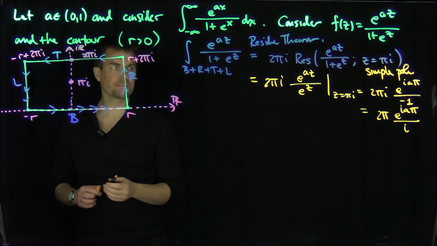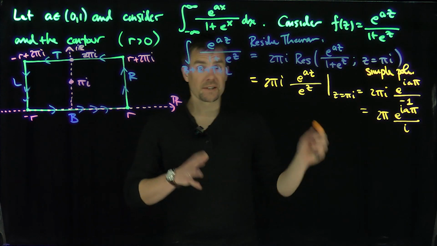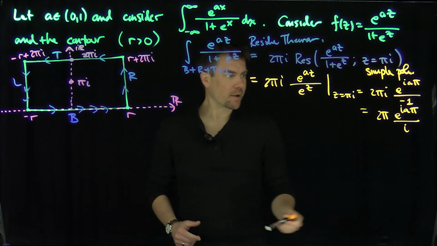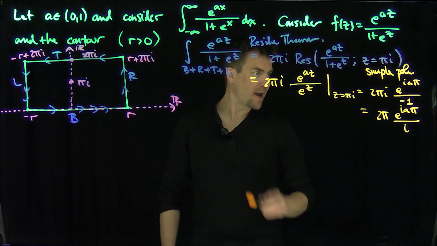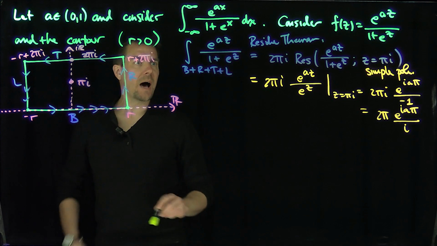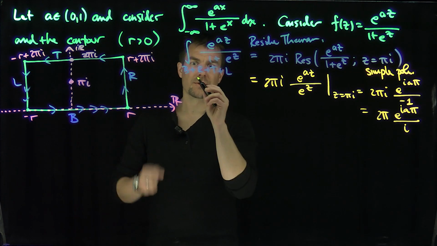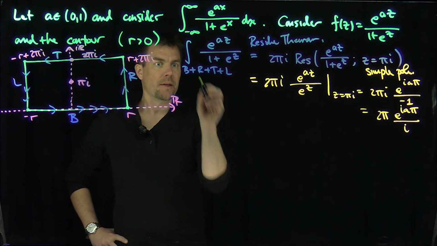Okay, excellent. Because we're going to see sine in our answer, right? So I'm going to put the i in the denominator. So in other words, that integral over here is equal to 2 pi e to the i a pi over i. Great. Now I need to do all 4 of these calculations. So let's do what each of these things is. So this is going to be 4 things.